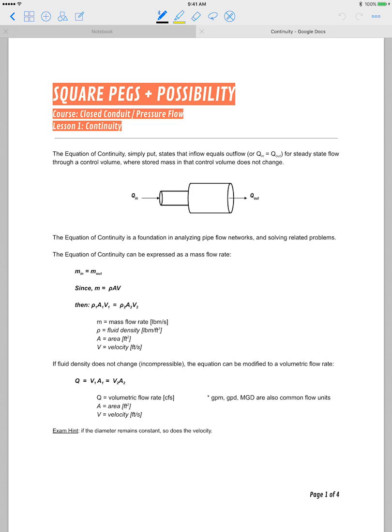We are here going to go over the first lesson of a course, Closed Conduit Pressure Flow. That's the course. The lesson is continuity. This will act as a basis for some of the more complicated calculations as we continue.